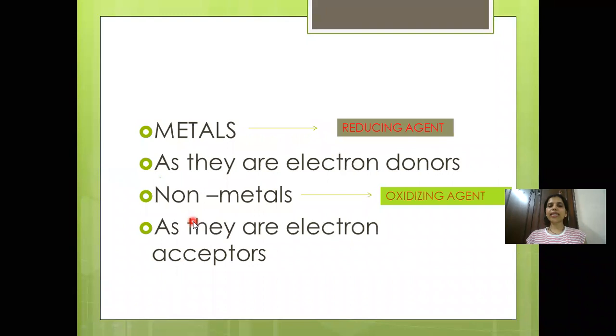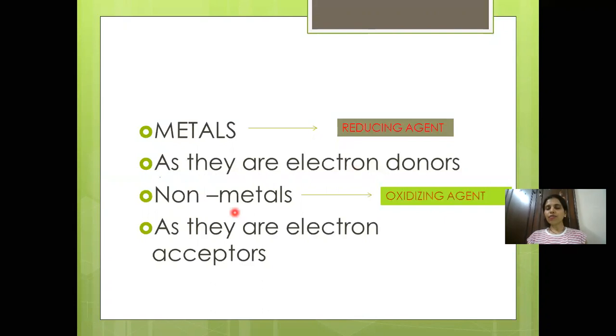In the next slide, you also have to remember that metals are good reducing agents and non-metals are good oxidizing agents. Remember OIL RIG, as I have told you in 9th standard also. Metals are electron donors, so they lose electrons. OIL means oxidation, so they undergo oxidation. If it is undergoing oxidation, which type of agent is it? It is the opposite, a reducing agent.